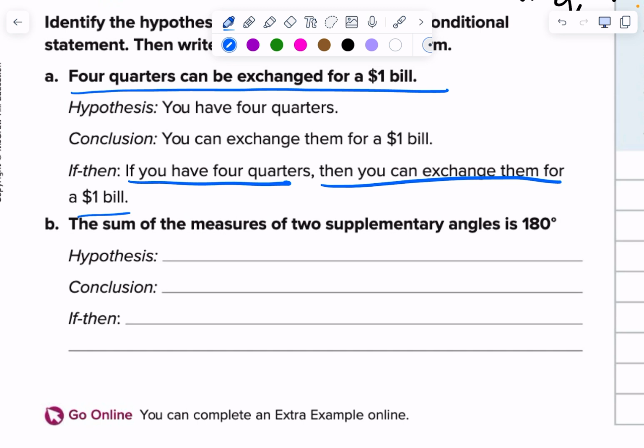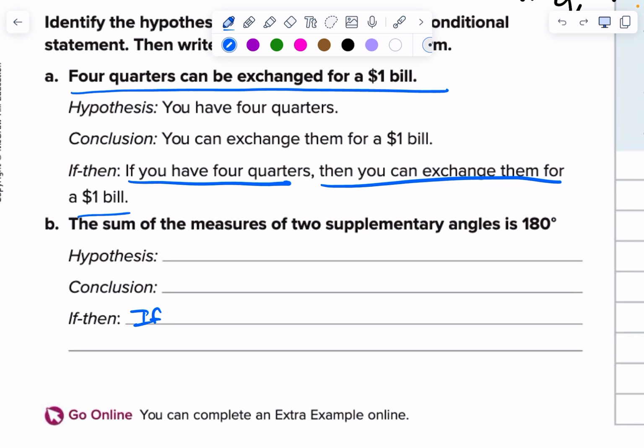The sum of the measures of 2 supplementary angles is 180. How do I write that in if-then form? If the angles are supplementary, then the sum of the two measures is 180. Then the sum of the two supplementary angles is 180.